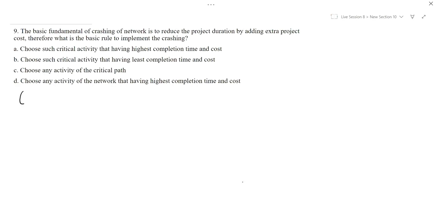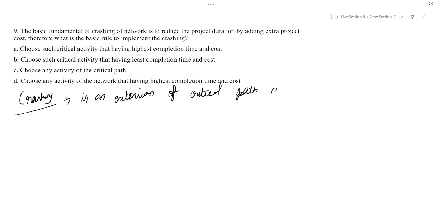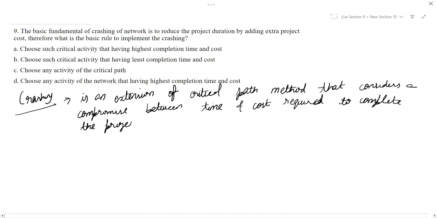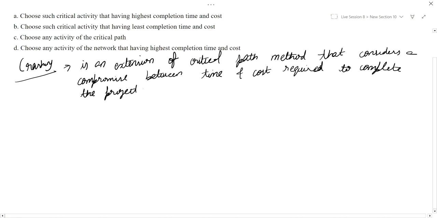Now, crashing is an extension of the critical path method that considers a compromise between time and cost required to complete the project. Now, it involves direct cost and indirect cost.